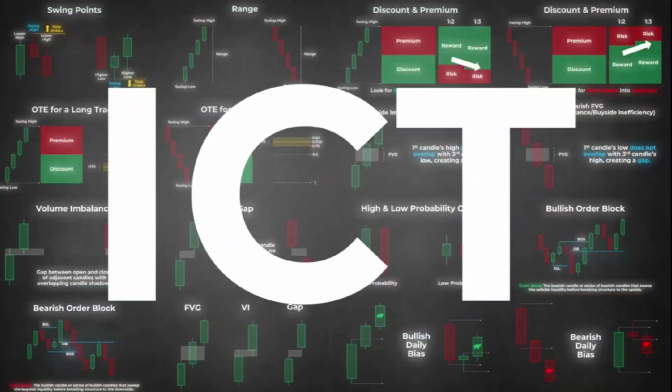Here's an explanation of one of the ICT methods, called swing points. To understand the concept of swing points, we need some candles.